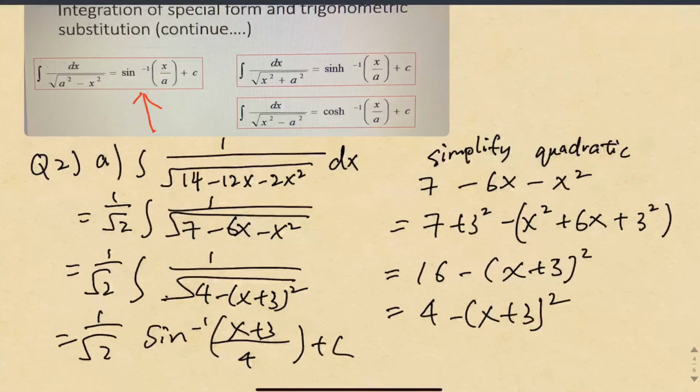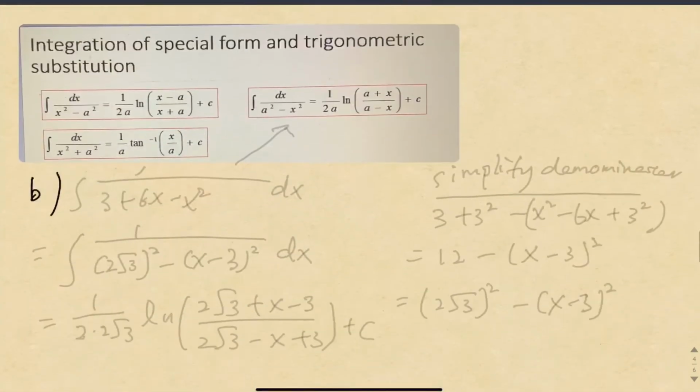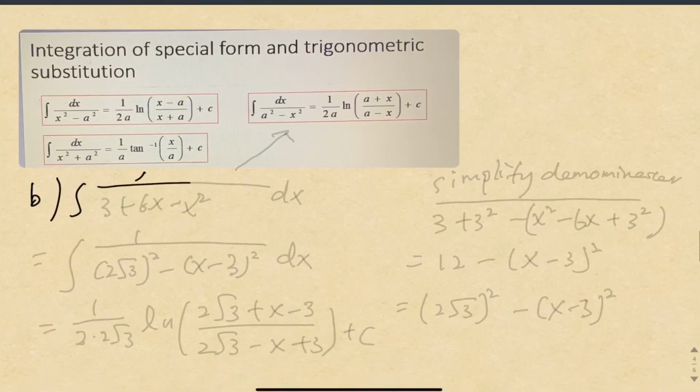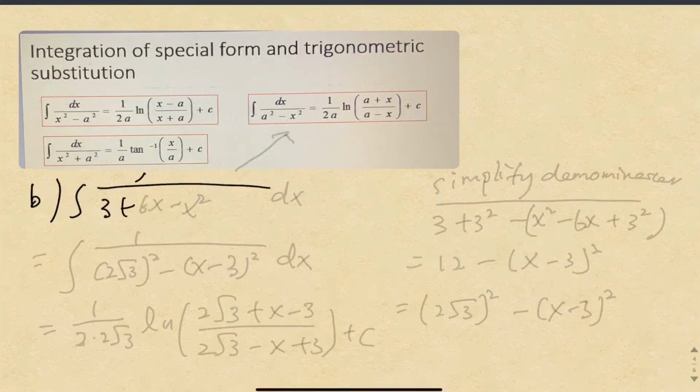Okay, let's look at question 2, part B. Solve this integral, 3 plus 6x minus x squared dx. So we always have a good habit to check the coefficient of x squared to be 1. So here the coefficient is 1. So we can try to make this integral the same as this. Okay, so we have to do something with the denominator.